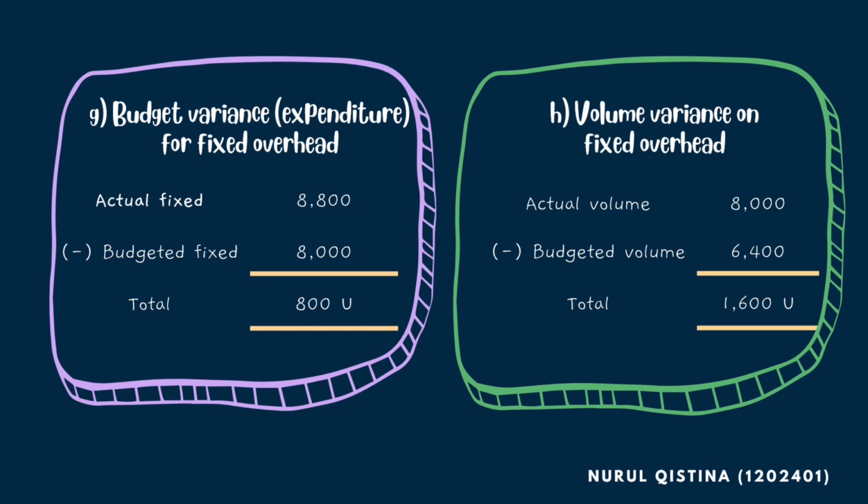Meanwhile, for question H, to determine the volume variance on fixed overhead, the actual volume is 8,000 minus the budgeted volume of 6,400. The total is 1,600, unfavorable because the actual volume was higher than the budgeted.